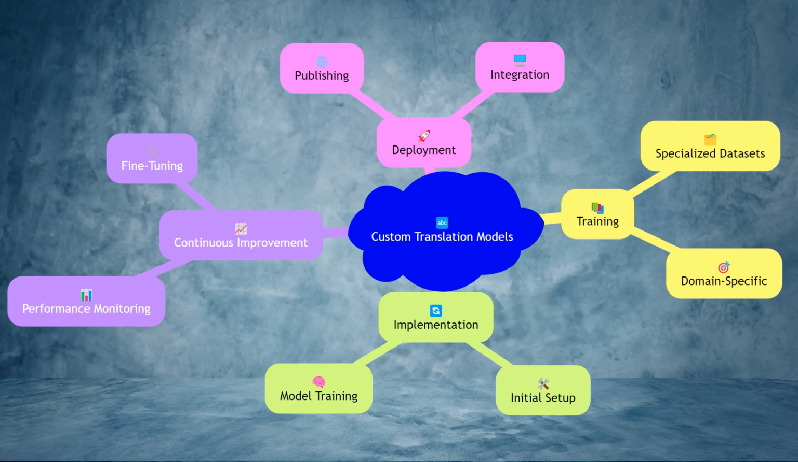In the realm of natural language processing, NLP, custom translation models are pivotal for tailoring translations to specific domains, industries, or even company-specific jargon. Unlike generic translation models, custom models are trained on specialized datasets, ensuring higher accuracy and relevance. This presentation will guide you through the comprehensive process of implementing custom translation models, from initial training to continuous improvement and eventual publishing. By the end, you'll have a clear understanding of how to create, refine, and deploy a translation model that meets your unique needs.